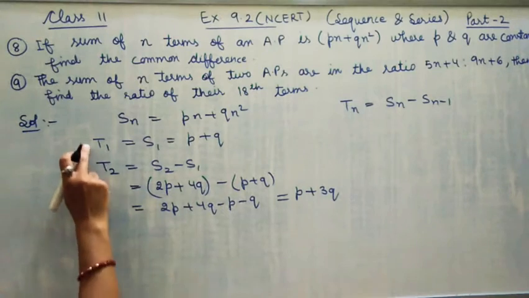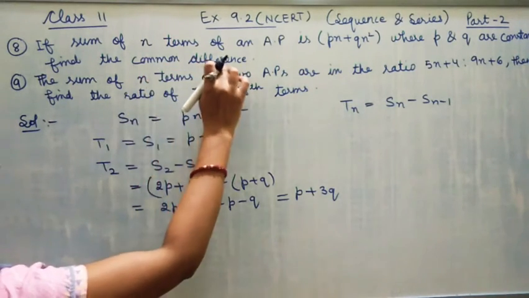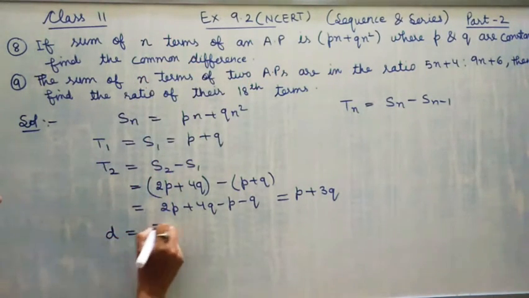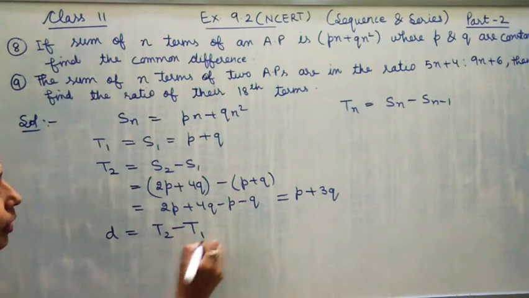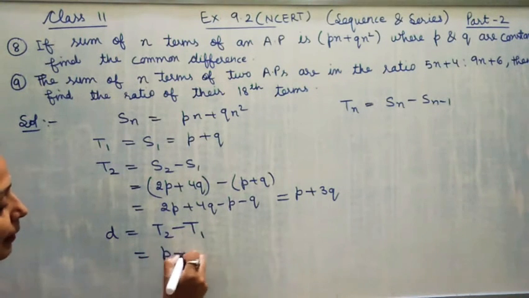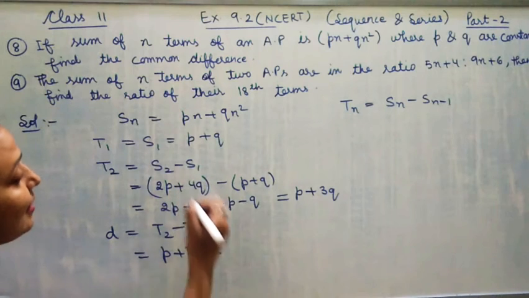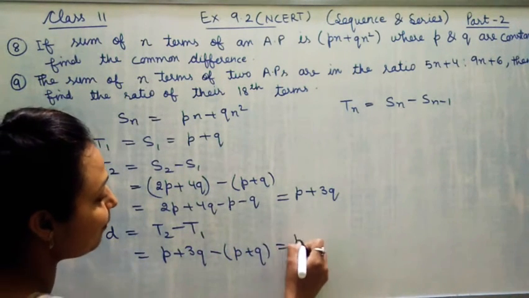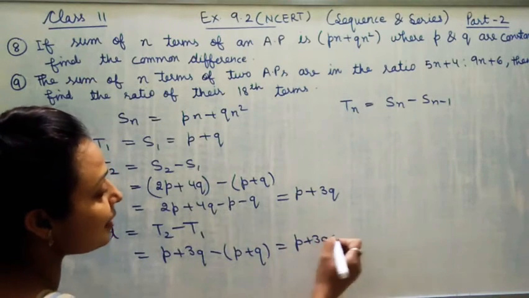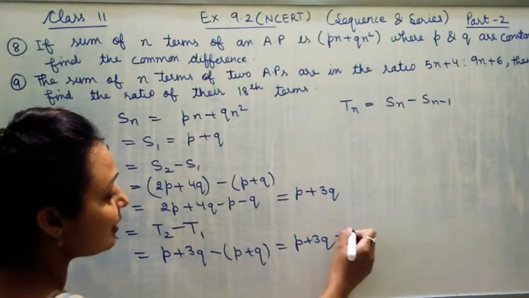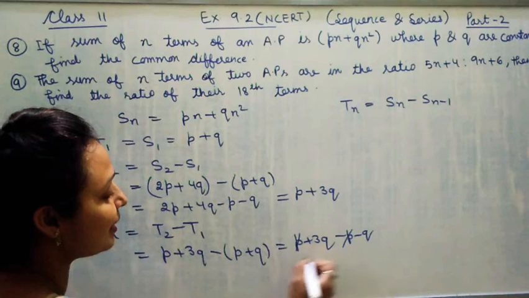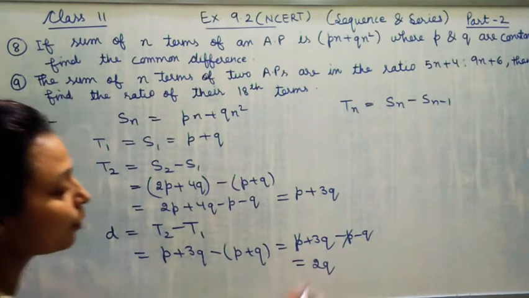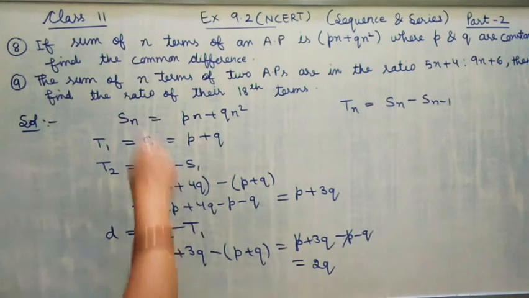So this is T2 and T1. We have to find the common difference. Common difference is equal to T2 minus T1. So I will take T2, that is p plus 3q, minus T1, that is p plus q. So p plus 3q minus p minus q. The p and p will cancel, and 3 minus 1 is 2q. So this is the way to solve question number 8.